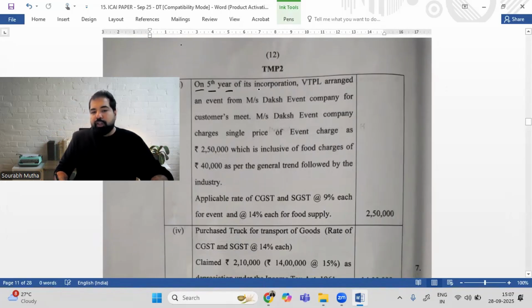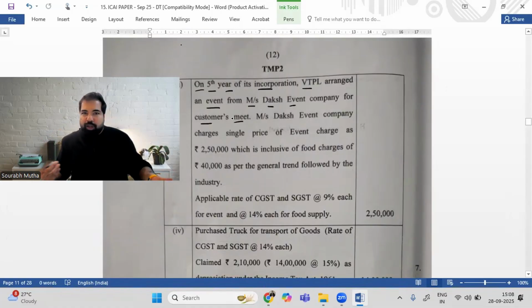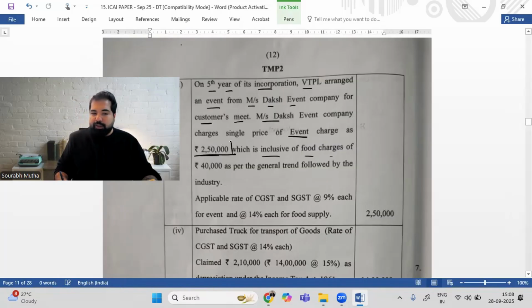On the fifth year of the incorporation, VTPL arranged an event from Messrs. Daksh Event Company for a customers meet. Guys, can you arrange an event? Yes. Are you purchasing services? It is in the course of business. Can you take credit? Yes. Messrs. Daksh Event Company charges a single price for the event of 2,50,000, which is inclusive of food charges. Guys, generally for food you don't get credit, but this is not just food. This is an event. Are they naturally bundled, food and event? Yes. And which is the principal supply? The event organizing. So on the event organizing, 2,50,000, whatever the GST, will I get the credit?